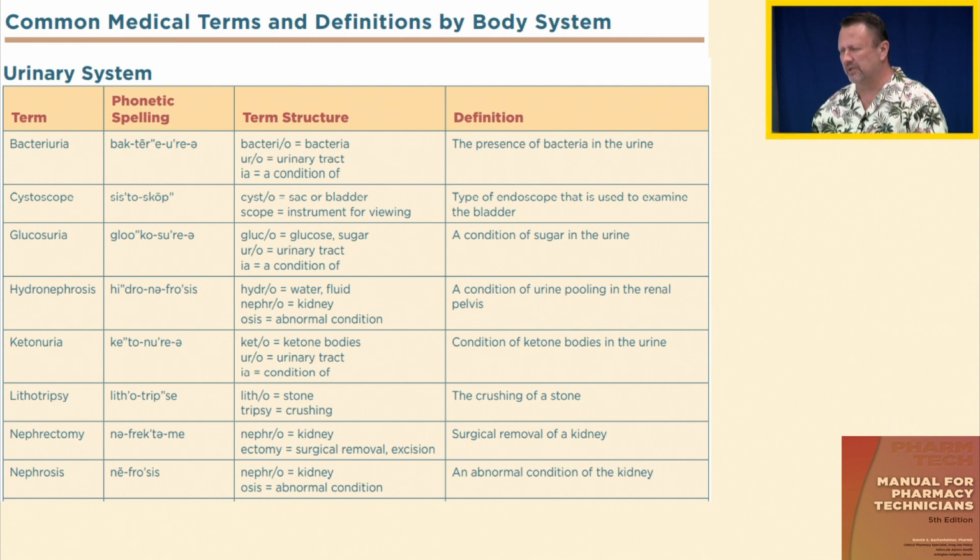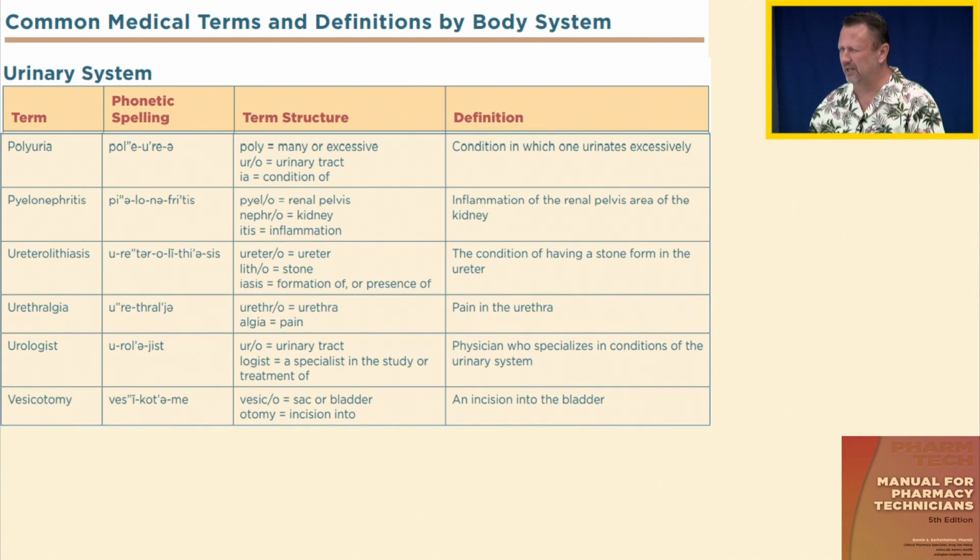Glucosuria is glucose in the urine. Hydronephrosis is an enlargement of the kidney due to backup of urine fluid. Ketonuria means ketones in the urine. Lithotripsy means to break stones. Nephrectomy is the surgical removal of a kidney. Nephrosis is some kind of abnormal condition of the kidney.